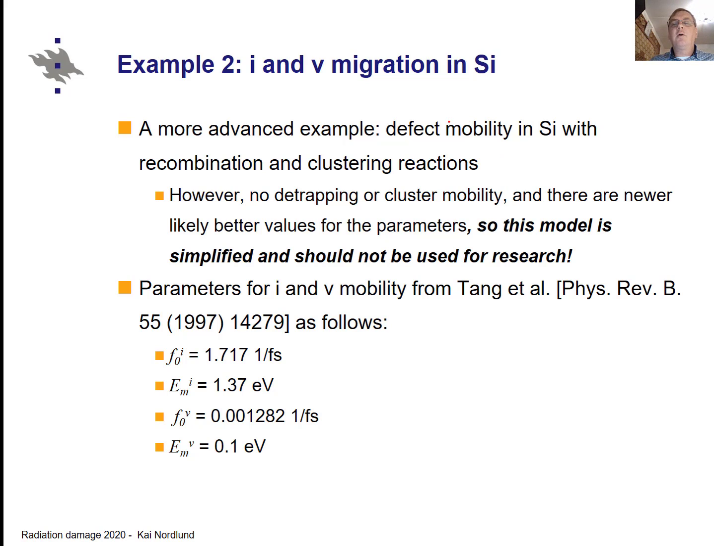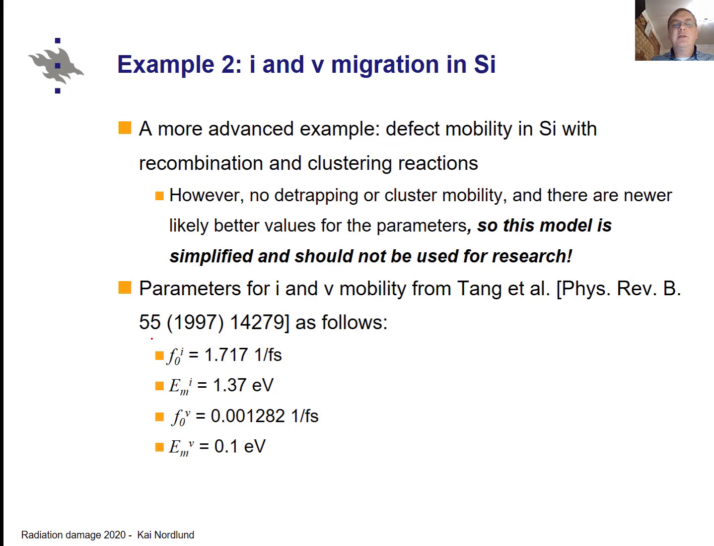Now I'll give a somewhat more interesting and complicated example of defect mobility in silicon with recombination and cluster reactions. This is also a simplified model. There is no detrapping or cluster mobility, but this model would still be in the right ballpark compared to more modern models. We'll give an example of a more modern model for silicon migration later.